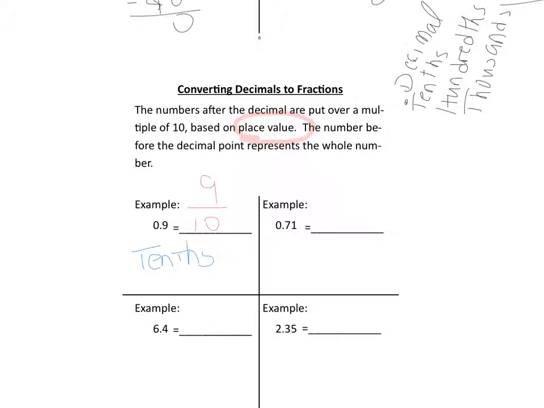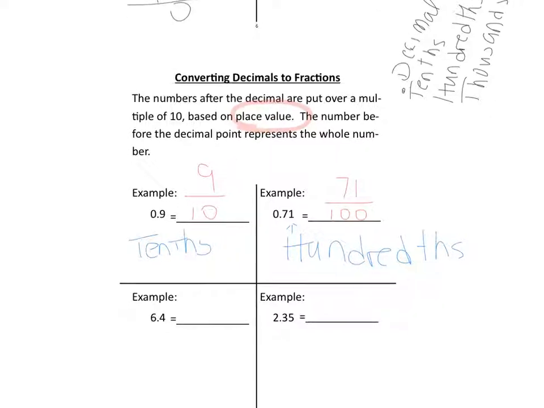Taking a look at the second example, the 1 is in the hundredths spot, meaning that your denominator needs to be 100. And then all we do is look at all the digits to the right of the decimal, and that's going to be what goes in your numerator on top of the 100, and you get 0.71 is 71 over 100.